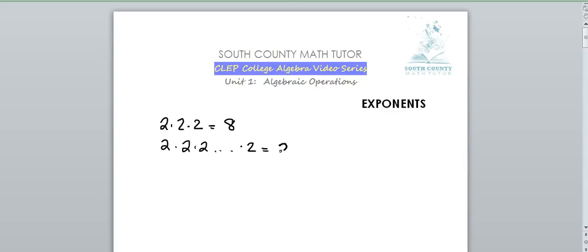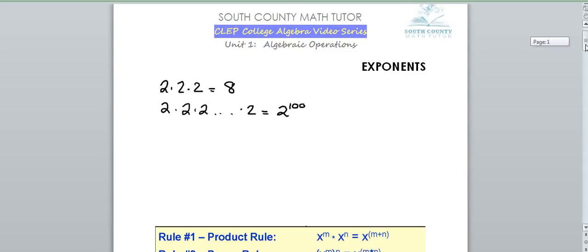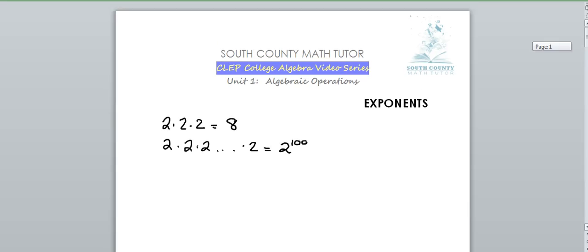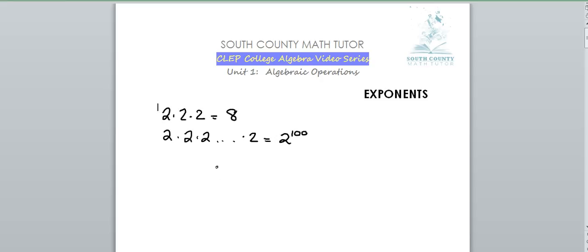And the way we do that is we put a number like that raised on top of it. That's called an exponent. The definition: a to the n power. This is called the base, and this is called the exponent. It's telling you to take a and multiply it by itself n times.